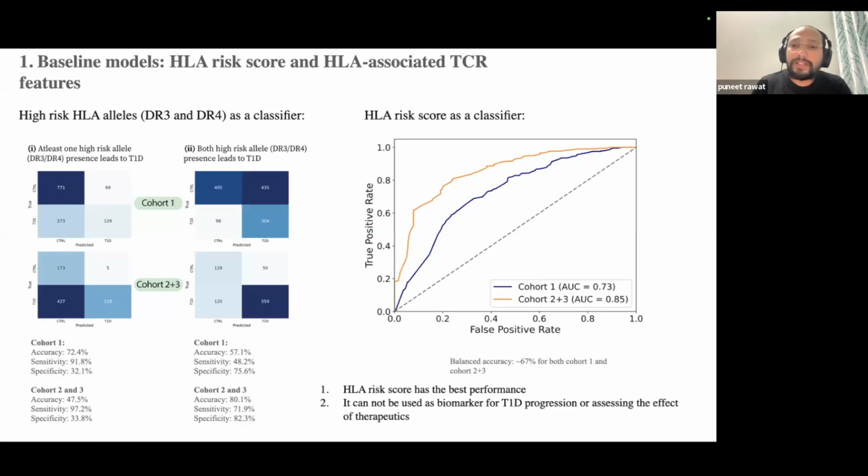We also use the HLA score, which is based on 3 different positions, and we see that performance improves a lot. And this is the best performance that we got in the whole paper, and that's just the HLA score. The only drawback with this HLA score is that it cannot be used as a biomarker for T1D progression because it's just a single value and it's not time dependent.